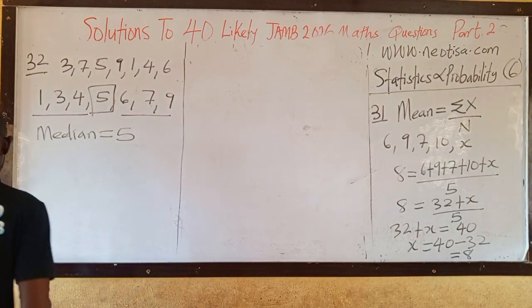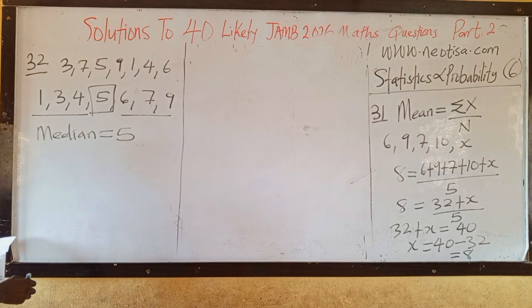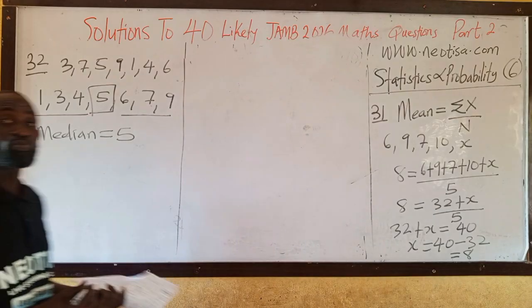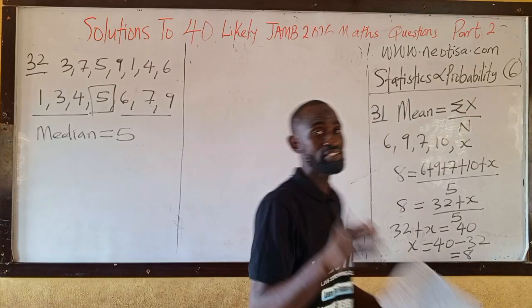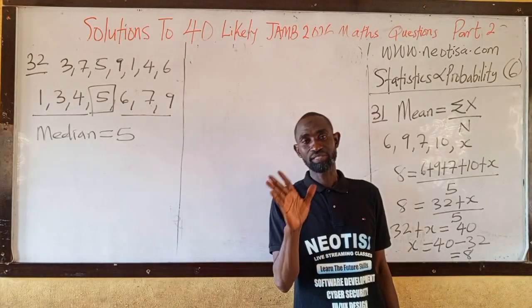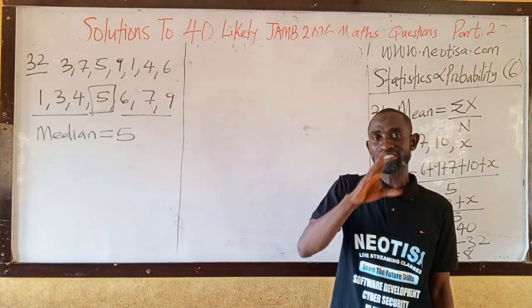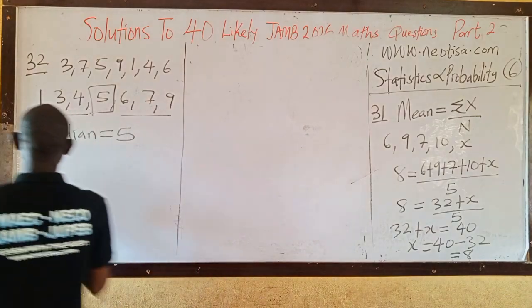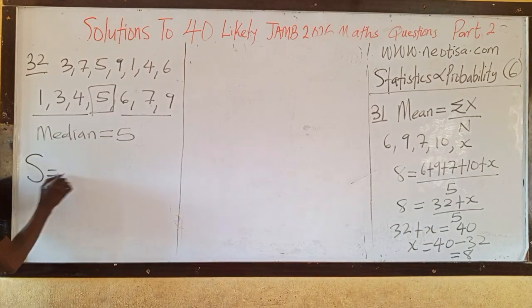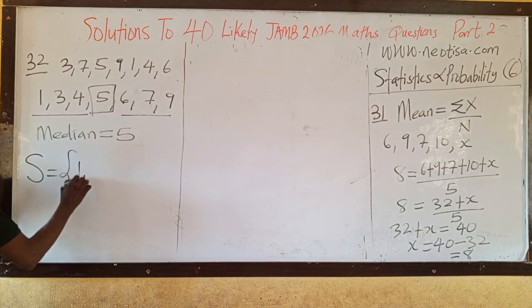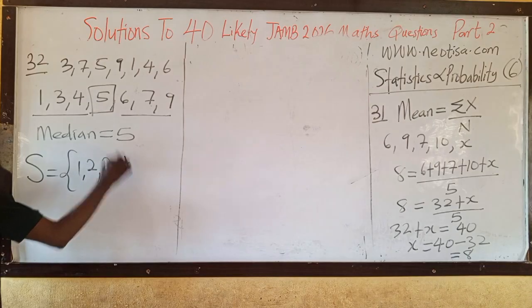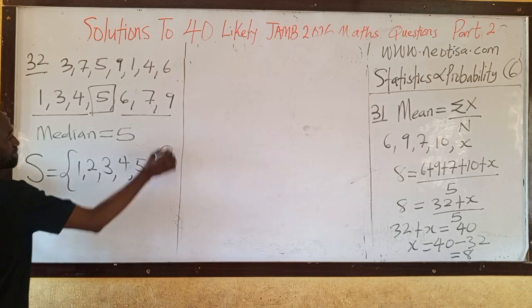Now it says, a die is thrown. Find the probability of an even number. Get the sample space first. The die has 6 spaces: 1, 2, 3, 4, 5, 6. So what is the sample space? What is the total of everything? So we have a die: 1, 2, 3, 4, 5, and 6.